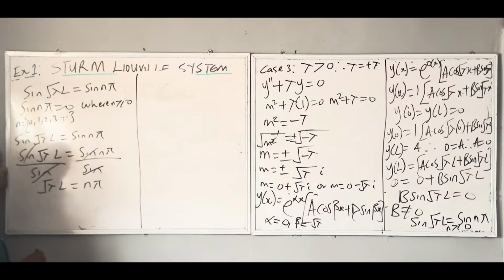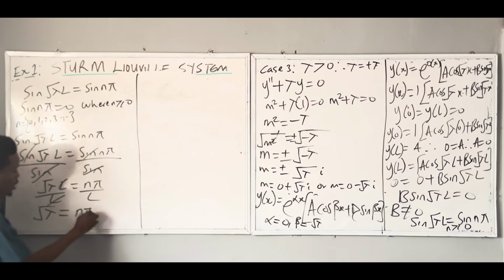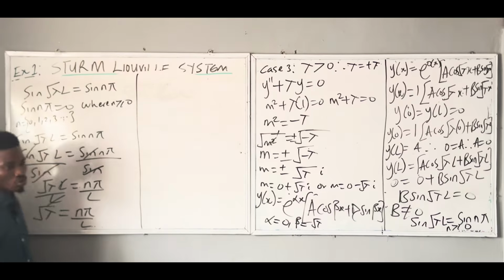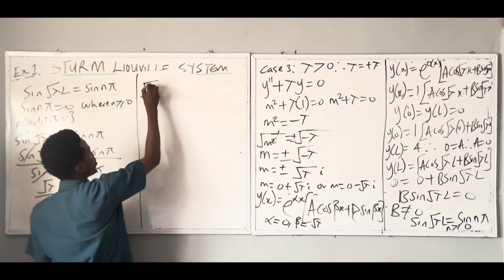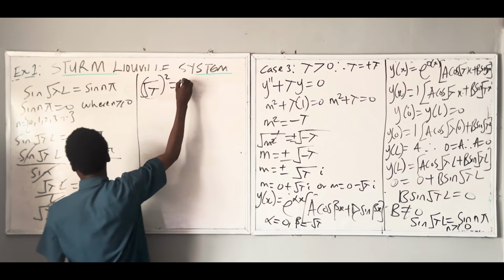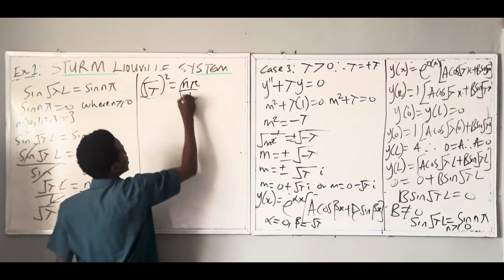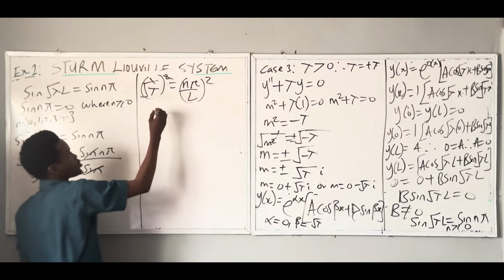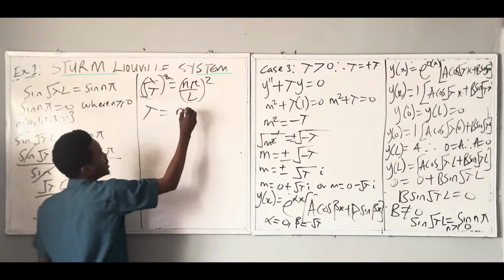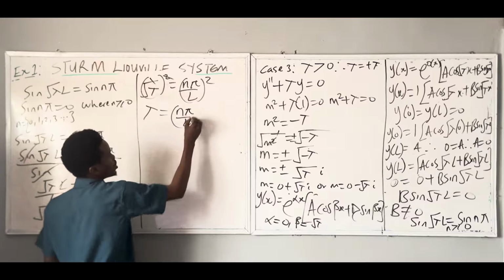I want to get the value for lambda, only lambda. What is associated with lambda? L. I can divide both sides by l as well. L will cancel, and I'm going to have square root of lambda equal to n pi over l. And I want to get a value for lambda, so how can I remove that square root? By taking the square of both sides. If I take the square of both sides, I'm going to have lambda is equal to n pi all over l, squared.